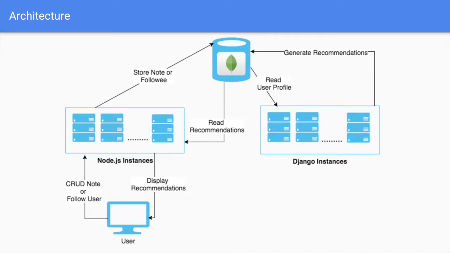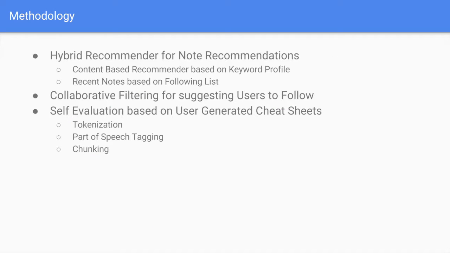This is the overall architecture where we have shown how the Node.js instances and the Django instances are interacting with MongoDB, and how nodes are being created and recommended. Talking about the methodology, we have built a hybrid recommender for this note-taking application.